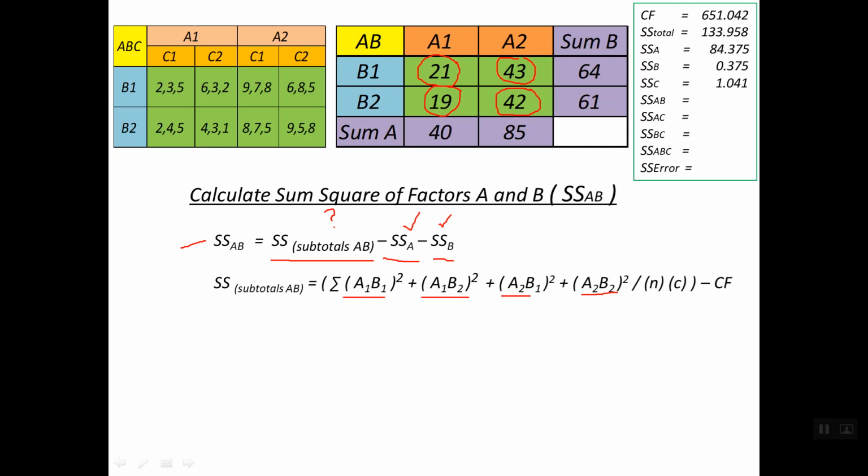And simply because we are calculating for the AB, the rest is N and C. So we multiply N times C. Or simply we can use the second routine. This is A1B1, 21 squared, plus A1B2, 19 squared, A2B1 and A2B2 squared, divided by 6, which is N times C.